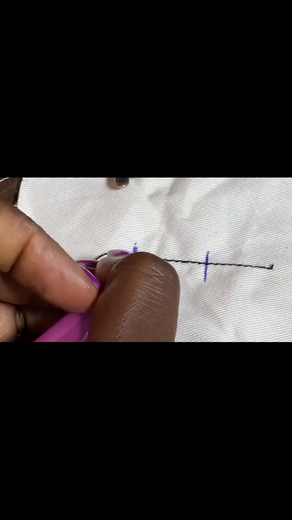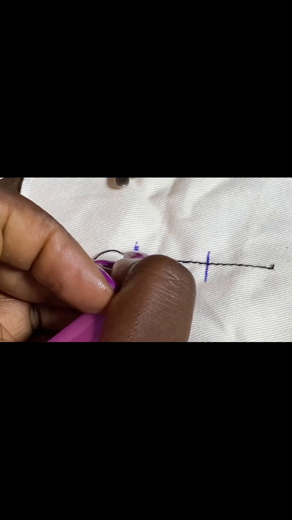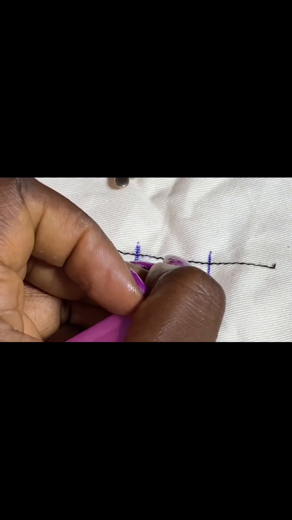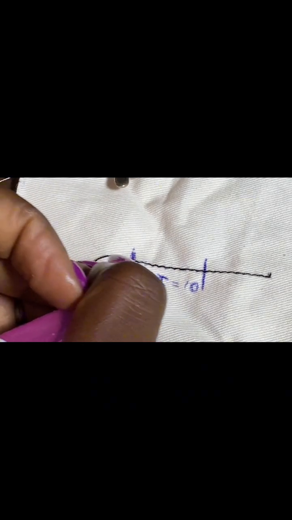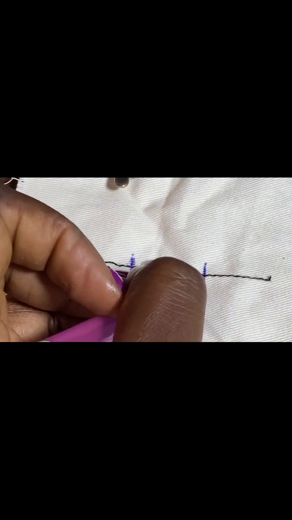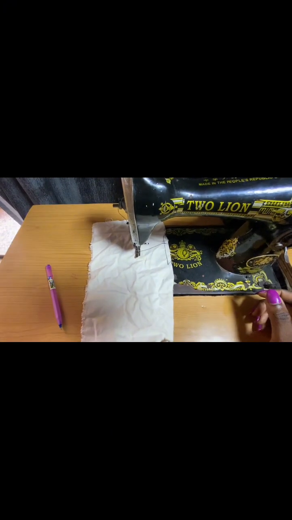So this simply means the SPI of this equals 10. So if you ask me what the stitches per inch is, the stitches per inch is 10. Now let me change the lever. Let me put it down completely, and I'm going to sew.